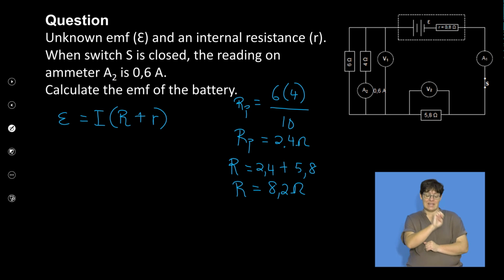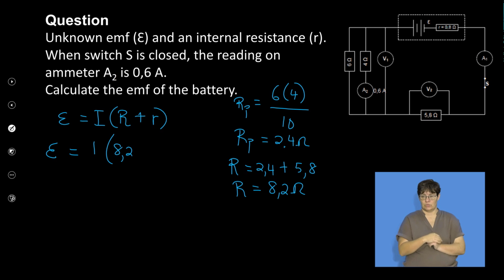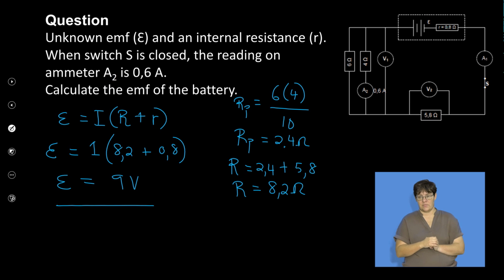So we're looking for our EMF. We've got the total current, which is 1 ampere, multiplied by 8.2, right? Plus our internal resistance that is given, which is 0.8, right? So our EMF in this case, if we add that, will give us 9 multiplied by 1, which is 9 volts, right? So that's how we managed to get to that, right?